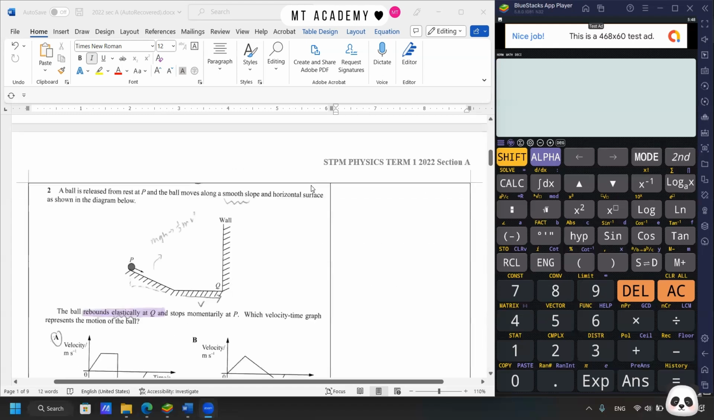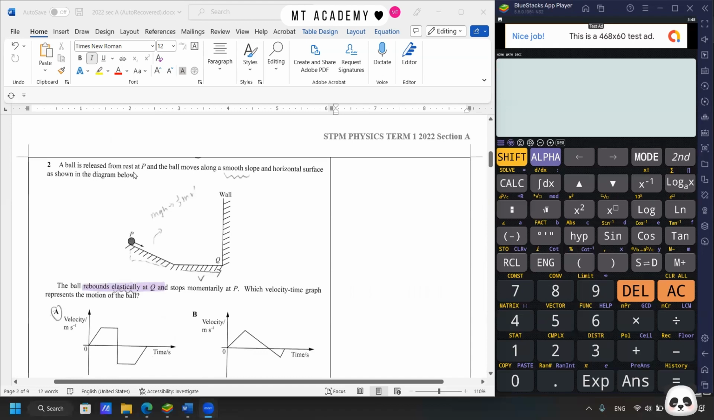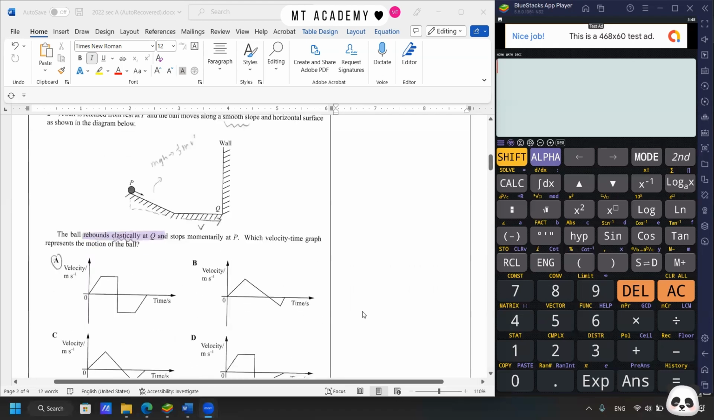We move on to question number 2. A ball is released from rest at P and the ball moves along a smooth slope. Smooth means there is no friction. And the horizontal surface as shown in the diagram. The ball rebounds elastically at Q and stops momentarily at P. So which velocity-time graph represents the motion of the ball?